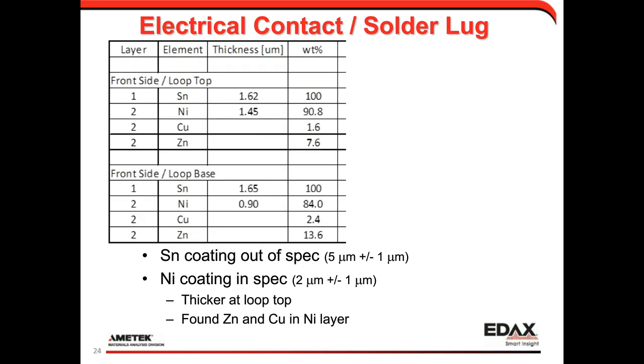If you compare the measurement now on the top of the loop to the base of the loop, what you'll see is that the nickel layer gets thinner. The tin remains about the same. And you'll see the composition of that nickel layer with the copper and the zinc changes dramatically. There's quite a bit more zinc in it now at the base than there is at the top.